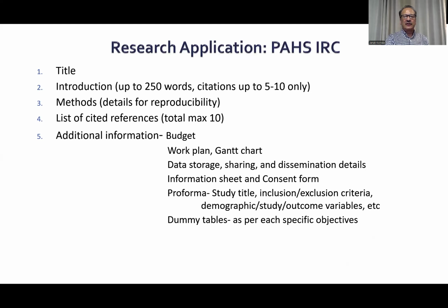So if we look at our PAHS IRC research application, it has title, introduction, which cannot exceed more than 250 words, and citations or references only up to 10 references, methods, list of cited references, additional information including budget, work plan, Gantt chart, the timeline, data storage, sharing, and dissemination details, information sheet and consent form, information sheet for the participants, which goes with the consent form, pro forma, which should include study title, inclusion, exclusion criteria, demographic, study outcome variables, etc., and dummy tables as per each specific objective.